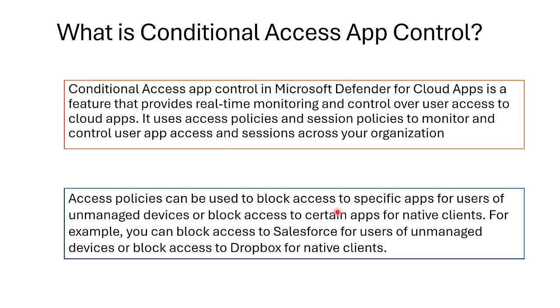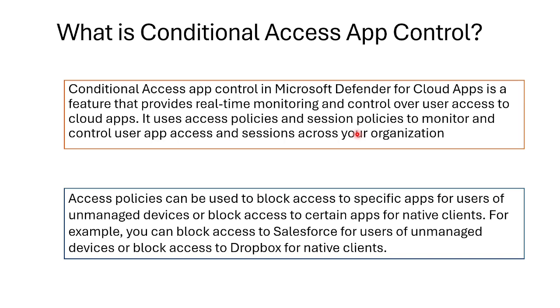First things first, let us understand what conditional access app control is. Conditional access app control in Defender for Cloud Apps is a feature that provides real-time monitoring and control over user access to cloud apps. It uses access policies and session policies to monitor and control user app access and sessions across your organization. So let's say you have a bunch of generative AI applications, with one of them being Microsoft Copilot. I'm talking about copilot.microsoft.com, or Copilot for Microsoft 365. Let's take the example of Copilot for Microsoft 365, which can be accessed via the URL copilot.microsoft.com.